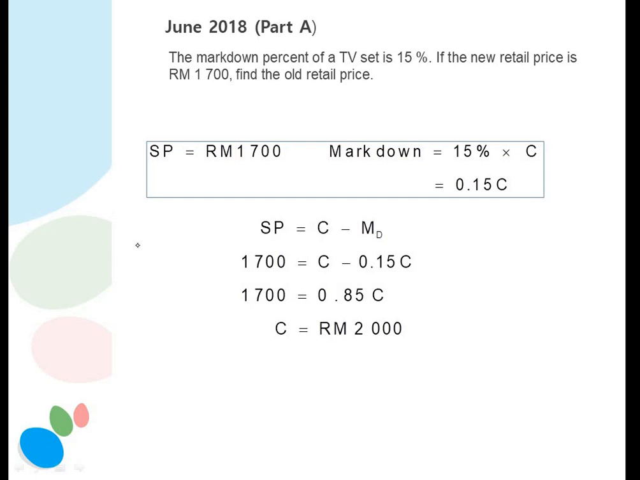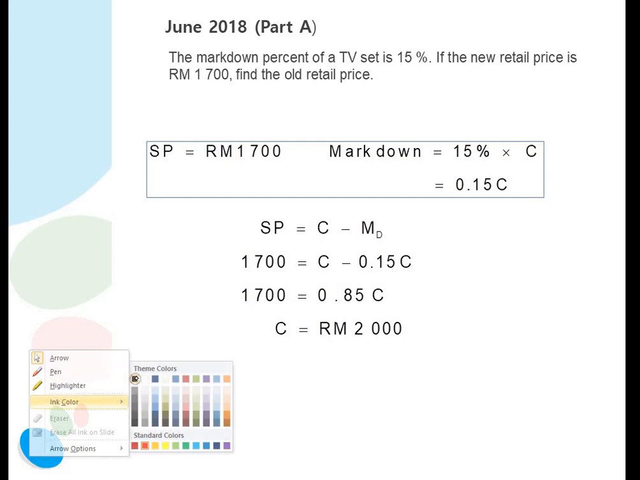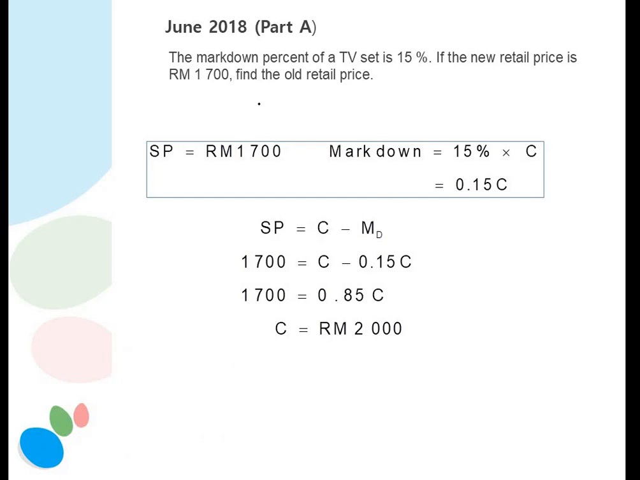Okay, or we can change here to find the new selling price equal the old selling price minus the amount of markdown. Okay, markdown is 15% based on the old selling price. So 0.15 old selling price. Okay, the new selling price is 1700. The old selling price is the value that we want to find. Markdown 0.15.